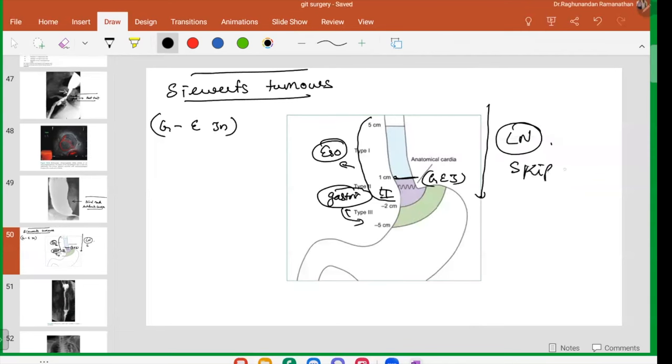They will be having skip lesions. Okay. Surgically, proximal margin 10 centimeter, distal margin 5 centimeter. And the minimum nodes you have to remove is 15 nodes.